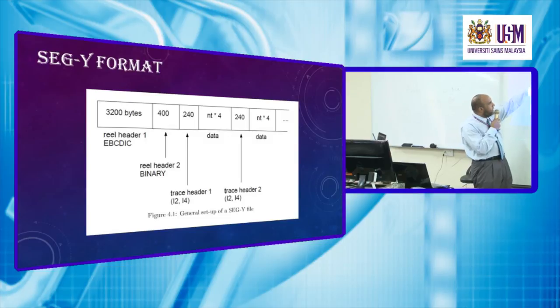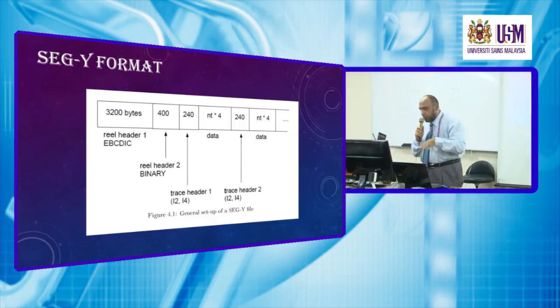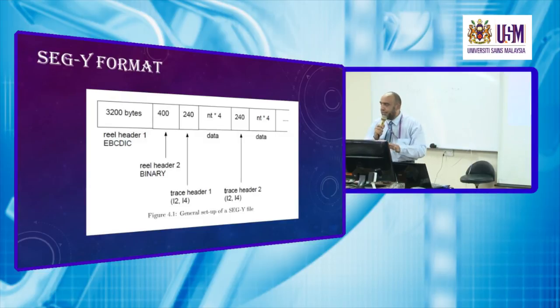Now we have 3,200 bytes, which is called the reel header, in EBCDIC format, and it is very similar to ASCII. So it's like text, and the information given in this text format is metadata. Metadata means the name of the location, the name of the project, the client, and all other informational data about this project.